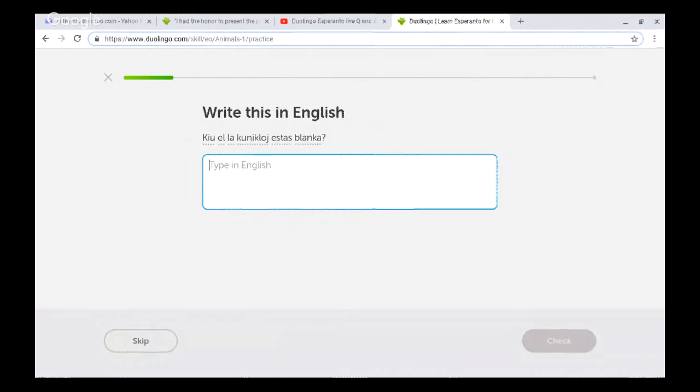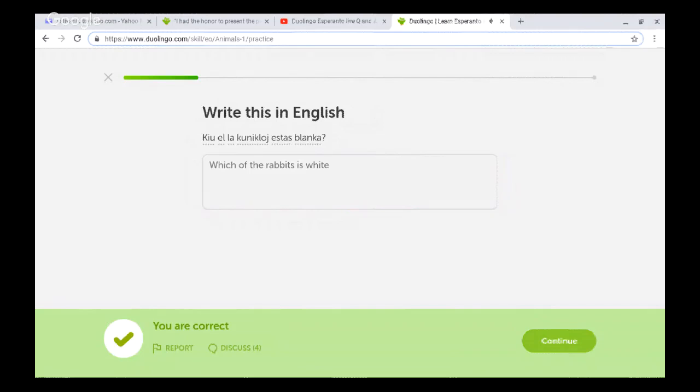Why is blanka singular? Why is there no J on blanka? Kiu el la kunikloj estas blanka? I'm going to translate this literally: which of the rabbits is white? I don't know if it's going to take it. We'll find out. Which of the rabbits is white? That's exactly what it wanted. And there's our answer. Kiu, which is singular. Kiu is singular, so blanka describes kiu.